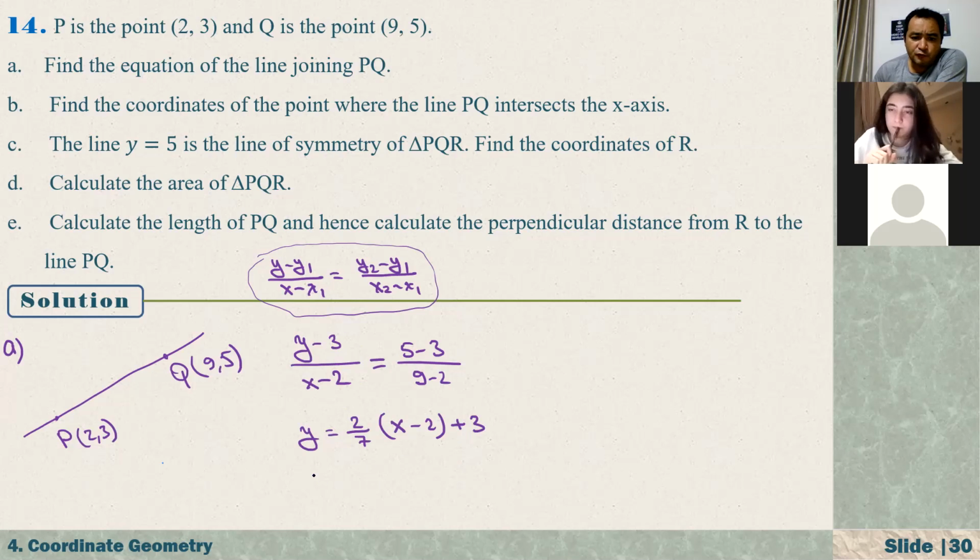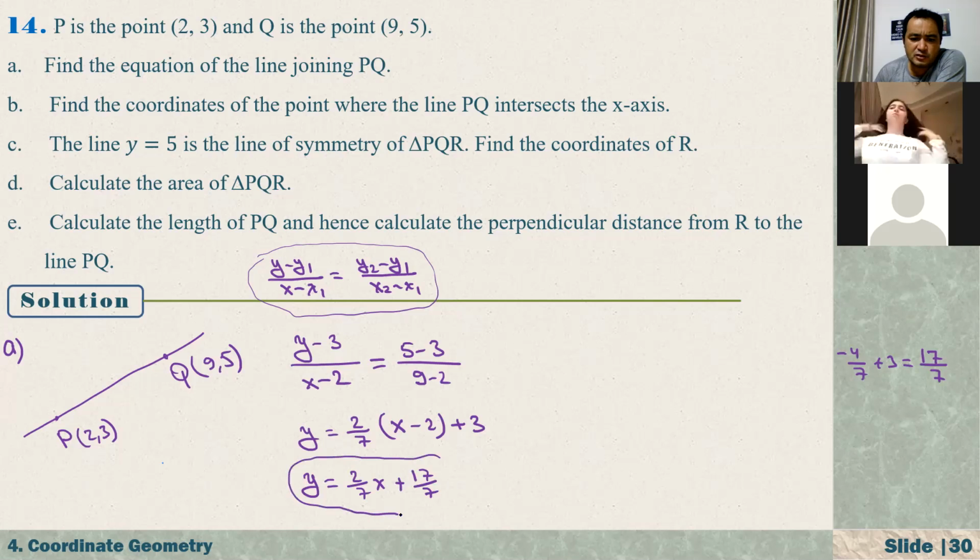Or gradient form, that's equal to y is equal to 2 over 7x minus 2 over 7 times negative 2, that is minus 4 over 7 plus 3, which is equal to 21 minus 4, that is 17 over 7. So here we have plus 17 over 7. That is the equation of the straight line passing through these 2 points.